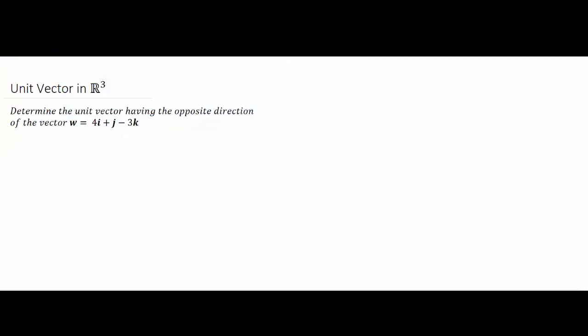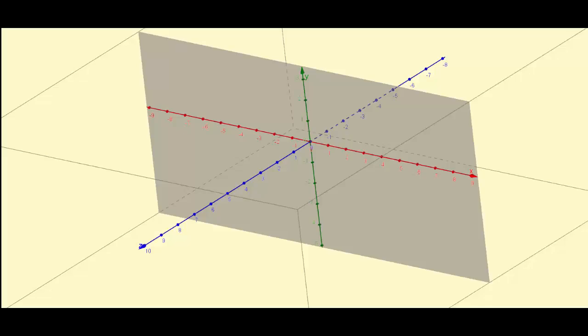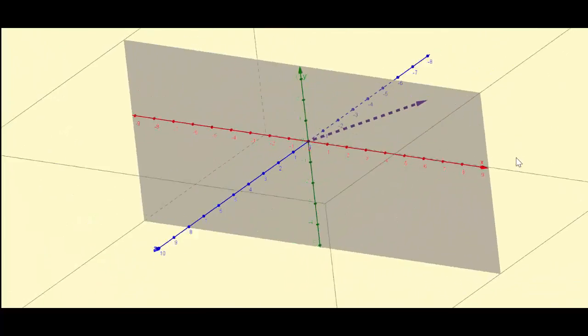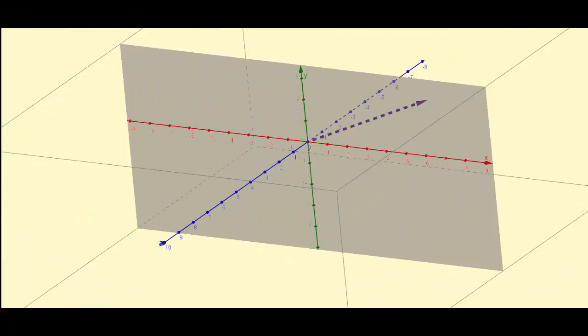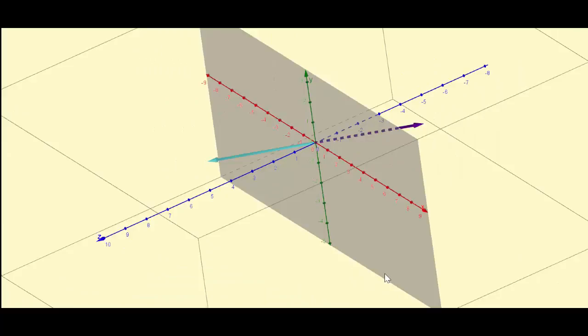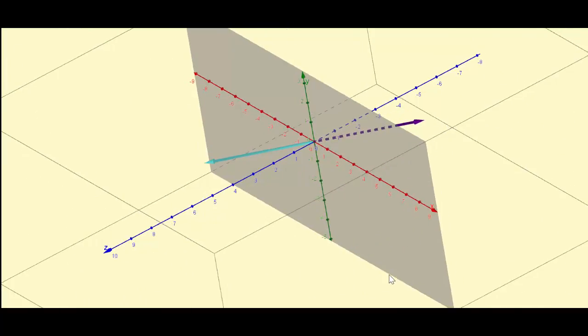In this problem, we need to find the unit vector having the opposite direction of the vector w equaling 4i plus j minus 3k. If we graph these in three-dimensional space, here I have the x-axis, the y-axis, and then the z-axis is this projection. My vector w is behind the gray area, which is the xy plane, and that makes sense because w is 4 in the x direction, 1 in the y direction, and negative 3 in the z direction. I want the vector going in the opposite direction, which is the negative of that value.